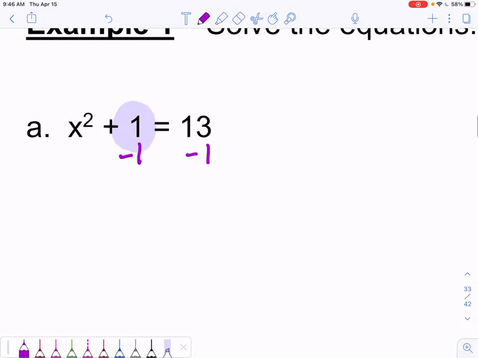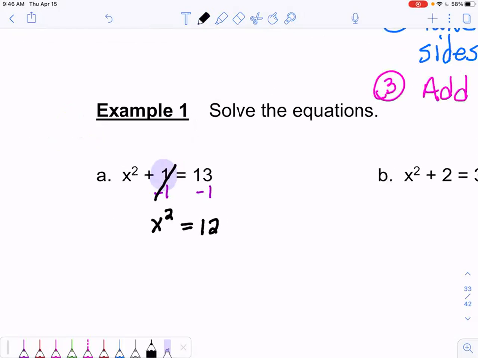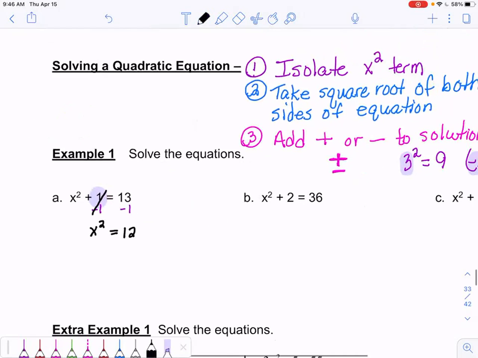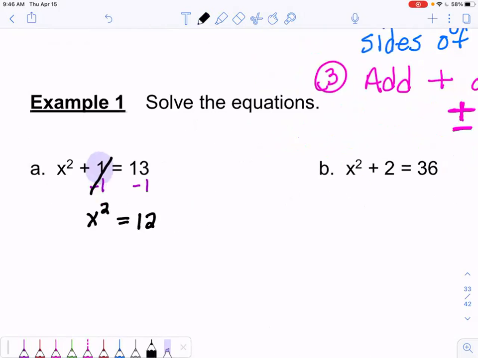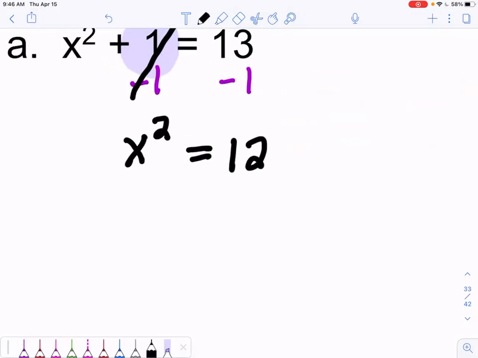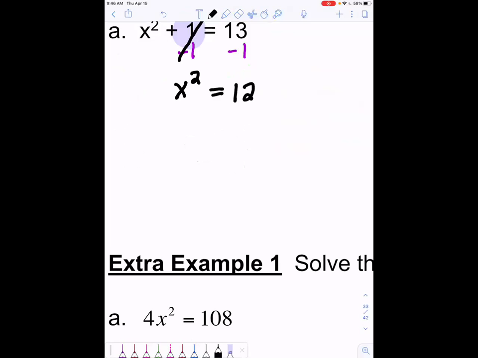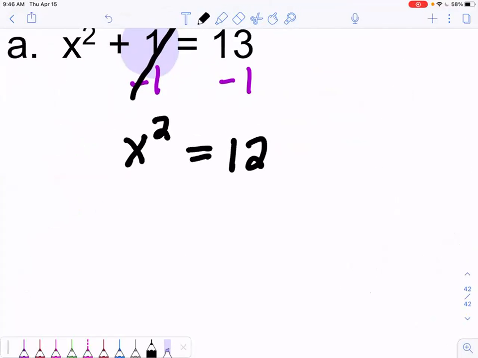It's just like solving for x. So it is the same steps as solving for x. So 1 minus 1 cancels. You still have an x squared, but now Peyton, 13 minus 1 is 12. So the first step of solving is to isolate the x squared term. That means x squared should be by itself, and it is. Now it says x squared is equal to 12.